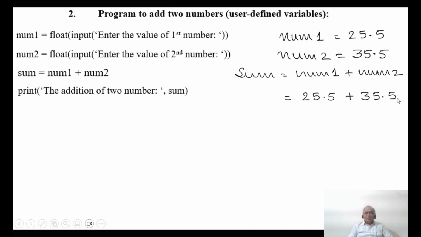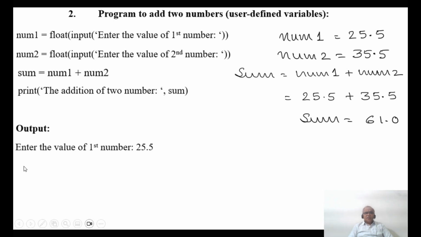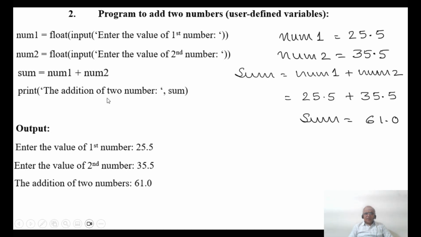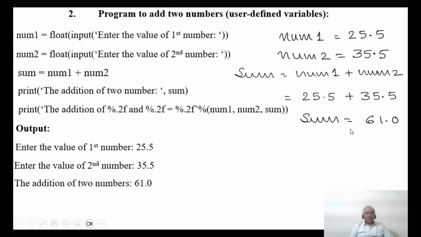When you add the two numbers, the sum will be equal to 61.0. So the addition of two numbers is equal to sum, which is equal to 61.0. The output will be the addition. Enter the value of the first number as 25.5, and I am going to take the second value as 35.5. Then the sum value, the addition of two numbers, is 25.5 plus 35.5, and you are going to get 61.0.